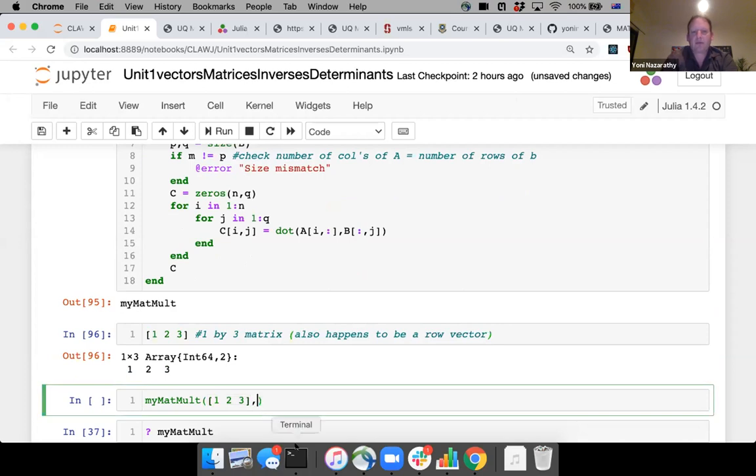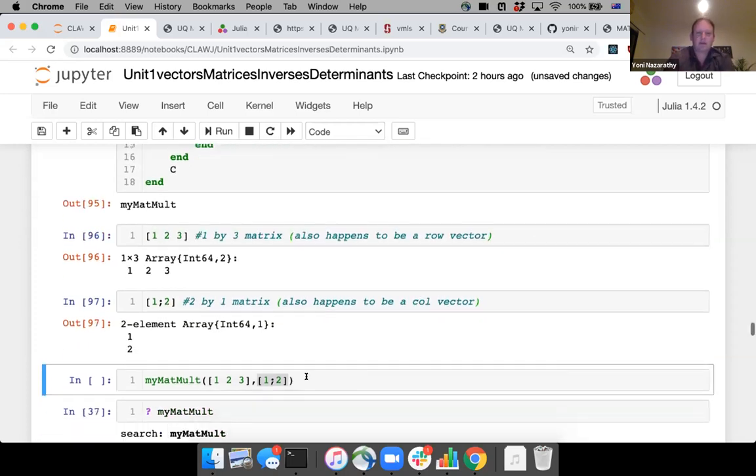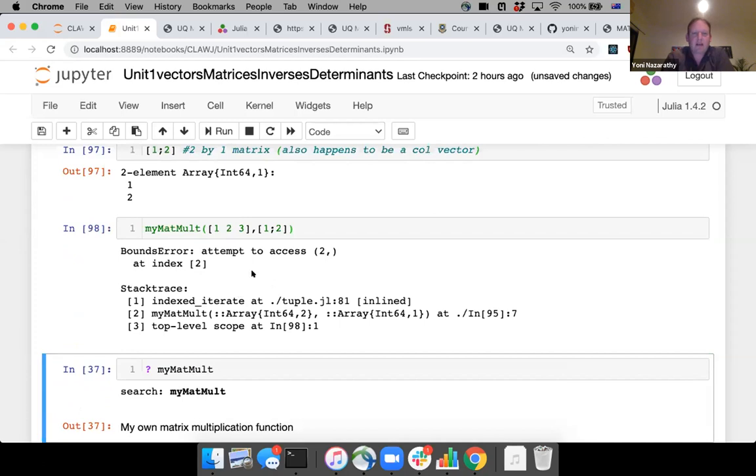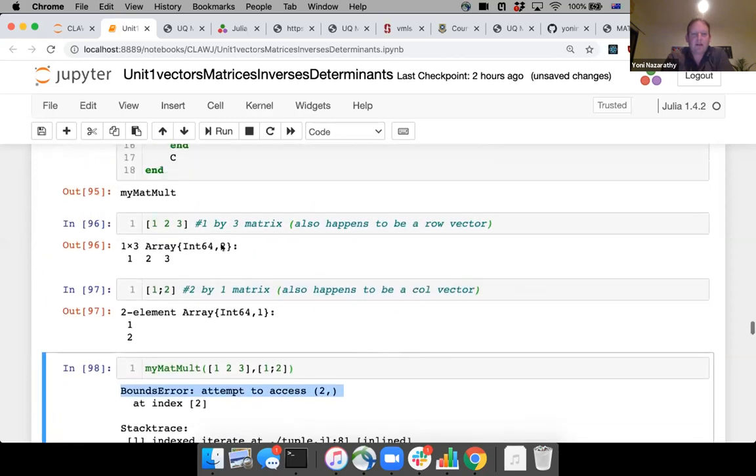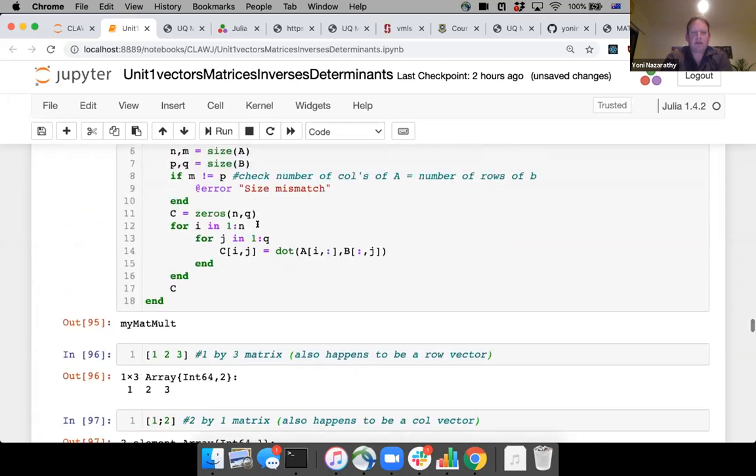And let's multiply by the matrix 1, 2. This 1, 2 is a 2 by 1 matrix. Also happens to be a column vector. Okay, so let's do matrix multiplication of these guys. But matrix multiplication should have yielded me... Although I did the wrong check here. Oh, maybe I didn't run this.